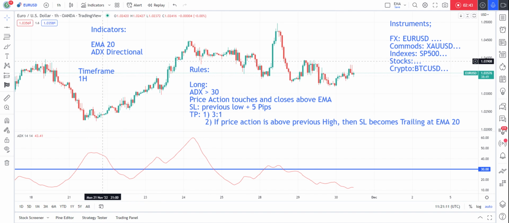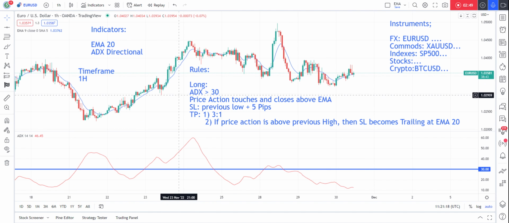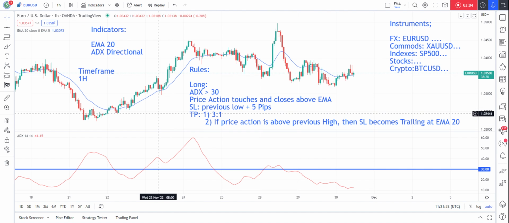Now, the second indicator is the EMA, the exponential moving average. Bear in mind we use TradingView to add these indicators, where you can even connect a broker. Length 20 and method is EMA, the exponential moving average.